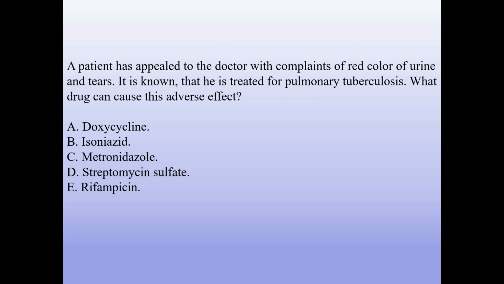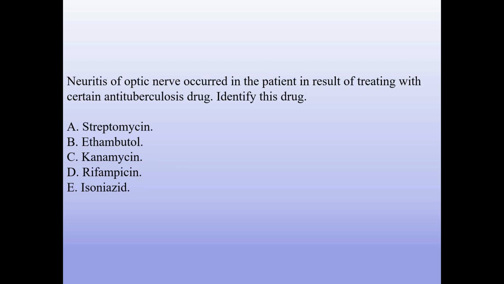A patient has appealed to the doctor with complaints of red color of urine and tears. It is known that he is treated for pulmonary tuberculosis. What drug can cause this adverse effect? Of course, it is rifampicin. Neuritis of optic nerve occurred in the patient in result of treating with certain antituberculosis drug. Identify this drug. Of course, it is isoniazid.